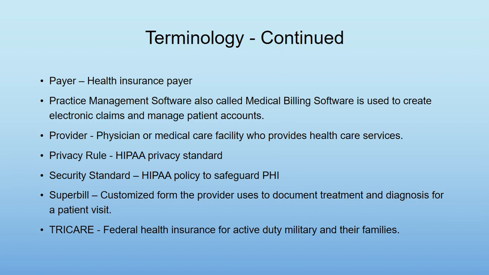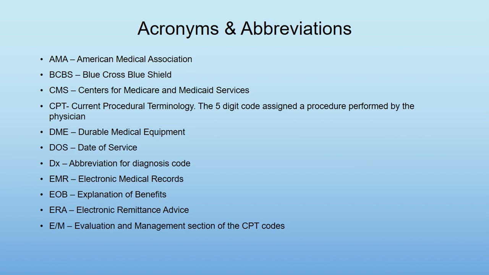Security standard is in reference to the HIPAA policies regarding safeguard of protected health information, or PHI. Superbill, this is the customized form that the provider uses to document treatment for diagnosis and treatment codes for a patient visit. TRICARE, that's the federal health insurance for active duty military personnel and their families. Acronyms and abbreviations, these are some of the more popular and common acronyms used in medical billing.